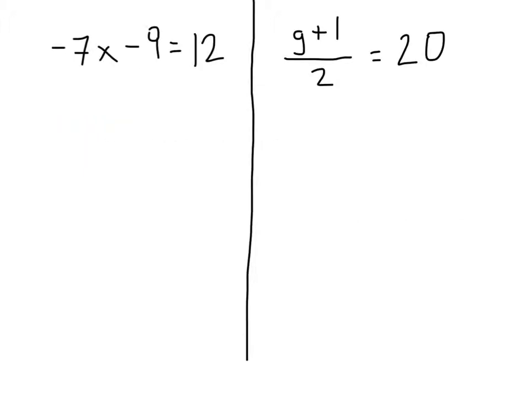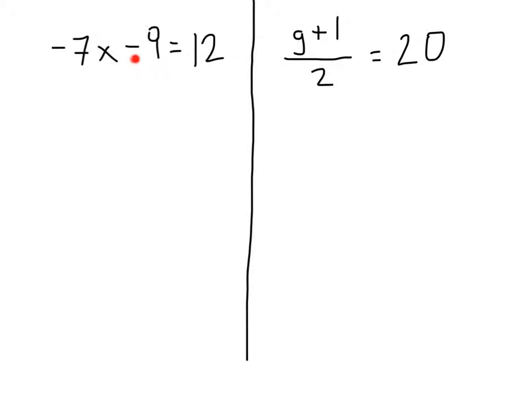So let's look at this first example. We have negative 7x minus 9 is equal to 12. So what's the third thing that I said? Remember, you have to move the number first that is not attached to the variable. So we have 7x, the 7's attached to the x, and then we have a minus 9. So let's move the minus 9 first.